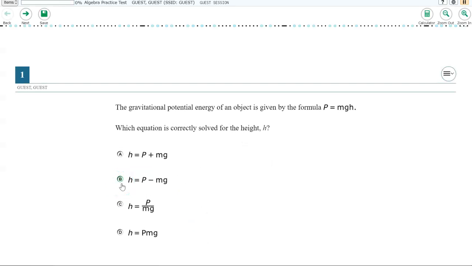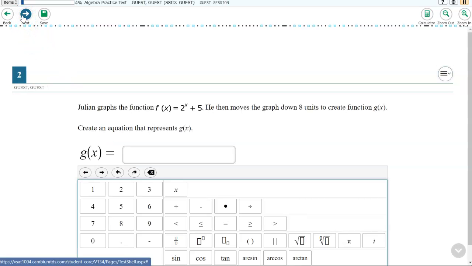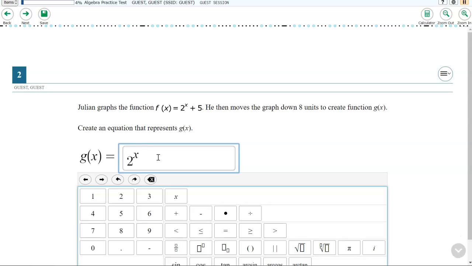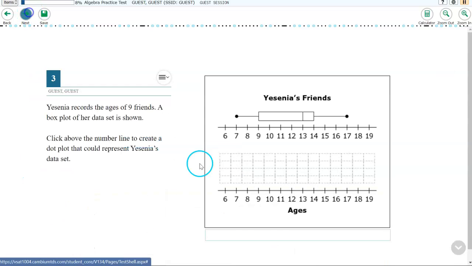Now we are going to have to skip forward, and unfortunately this is impossible in this test. This is an adaptive test that does not let you skip questions. So I'm just going to randomly be putting answers in here, so please don't get upset, but we do need to start on question number 6. So I'll do 2 to the x plus 5, and then it tells me to move it, so I guess I can just minus 8, and that's cool. All right, so we'll go to next.